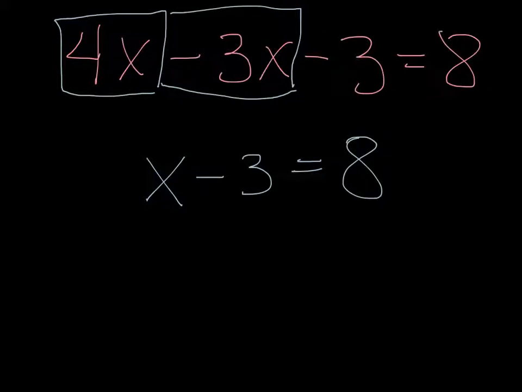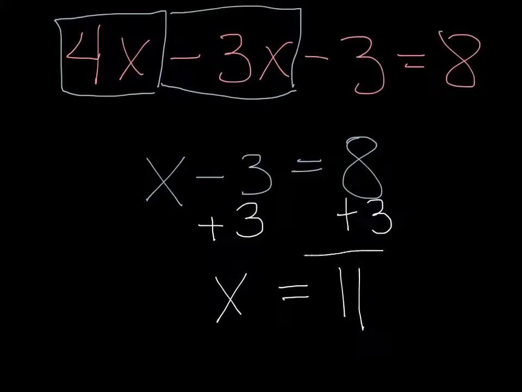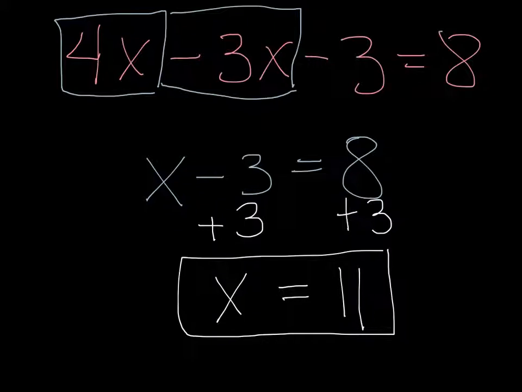Aha! And now it doesn't look so scary anymore. So, I have a minus 3 here that I want to equal out to 0 so that x is by itself. So minus 3 plus 3, and then we have to do it to both sides. We'll get my x all by itself, and then 8 plus 3 is 11. Okay.